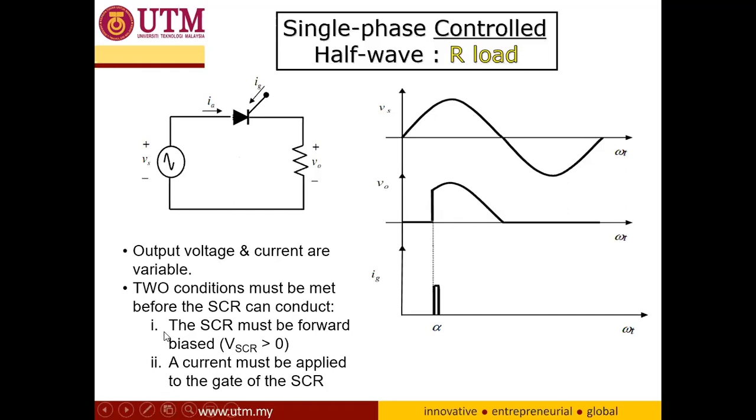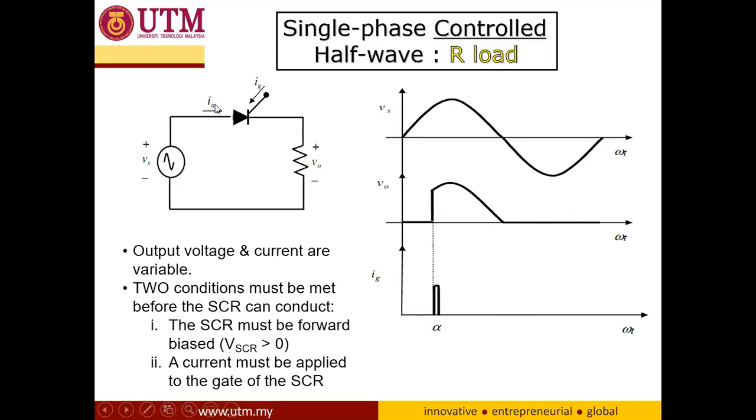This is the condition. The first one, the SCR must be forward biased, meaning that the anode must be positive compared to the cathode. And the second condition, current must be supplied to the gate of the SCR to trigger it on. The triggering signal is actually just a very small, short period of time. For example, like this, this is the triggering signal for the SCR, a very short triggering signal.